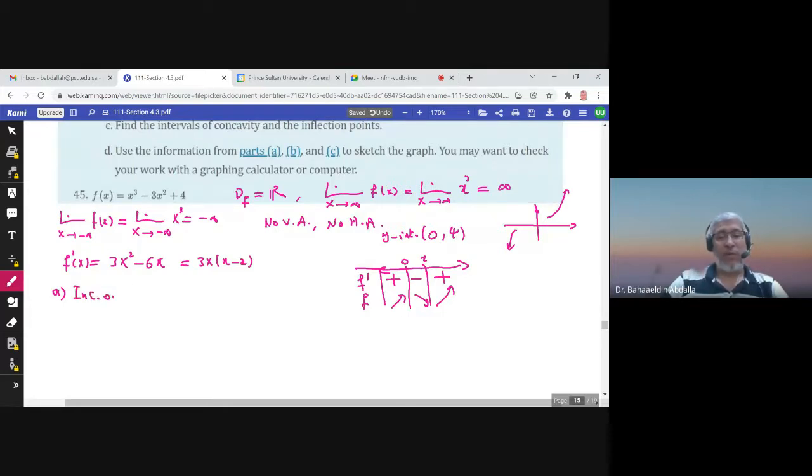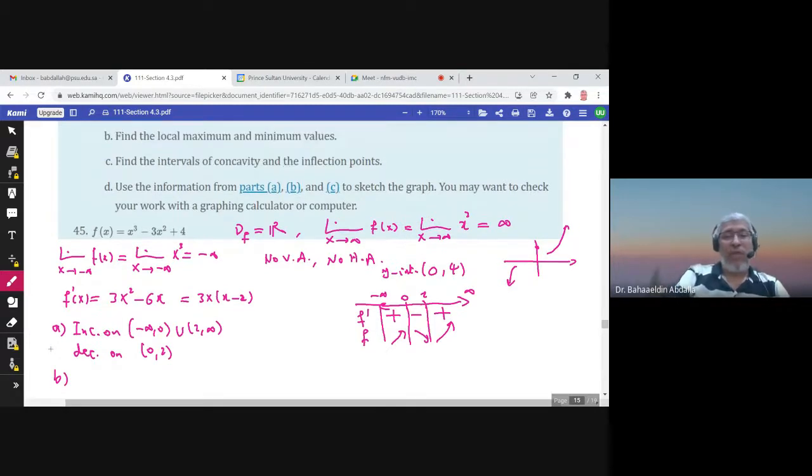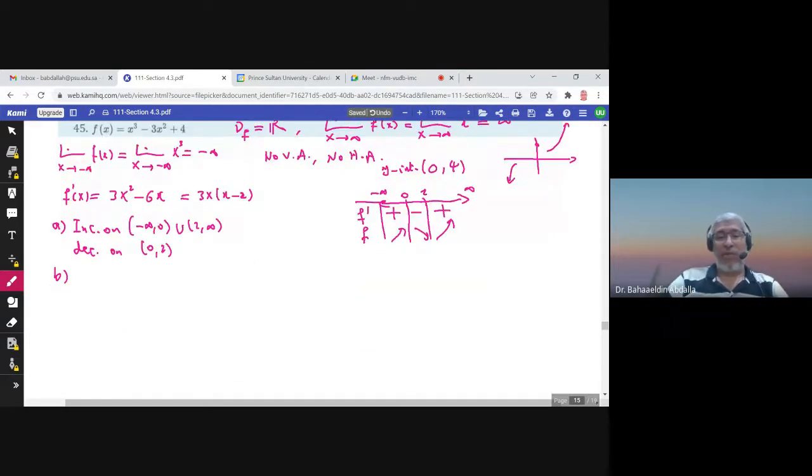Increase on negative infinity to 0, union 2 to infinity, and decrease on 0 to 2. In part B, he is asking about local maximum and local minimum. I have a local maximum at x equals 0. So f of 0 is the local maximum, and f of 0 is 4.